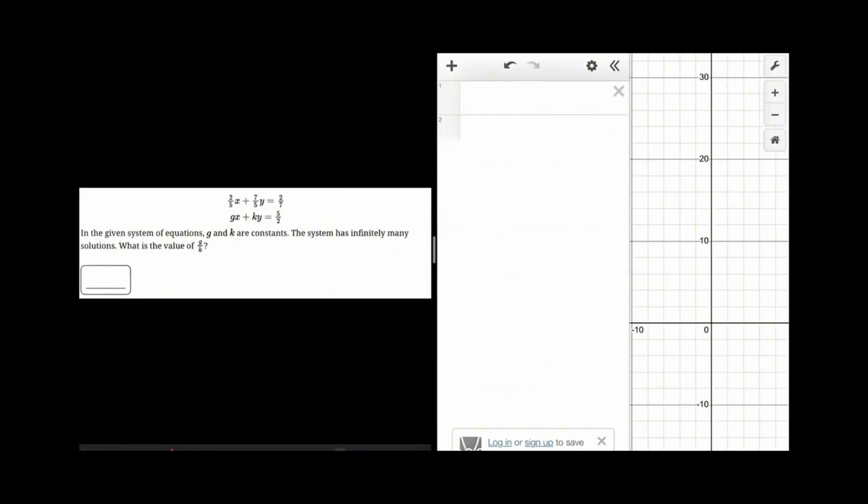So now we have this system of equations. So let's see. So we have 2/5 over here, which corresponds to g, and 7/5 to k, and 2/7 to 5/2. And the system has infinitely many solutions, and it's asking for the value of g over k.